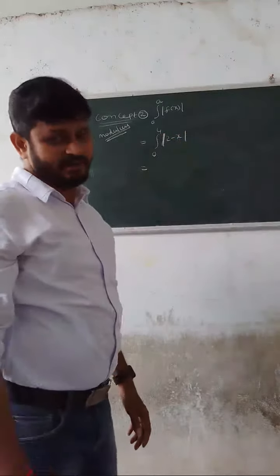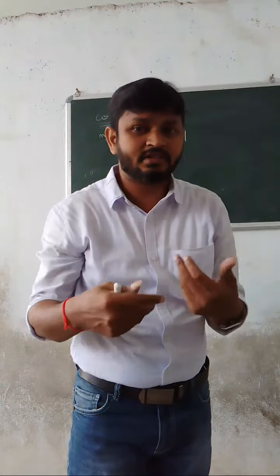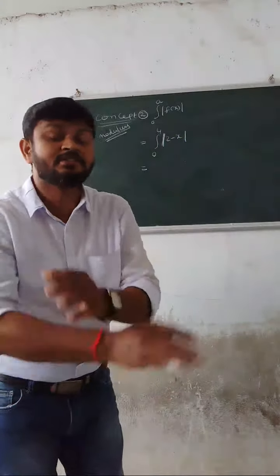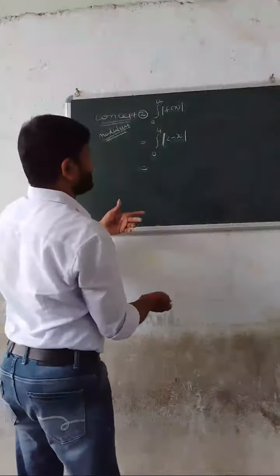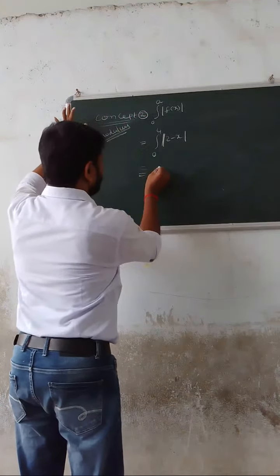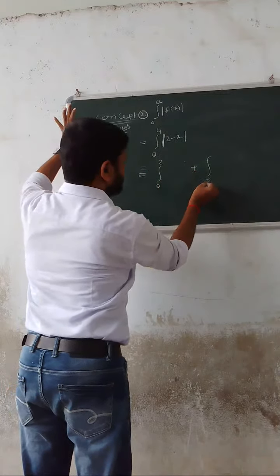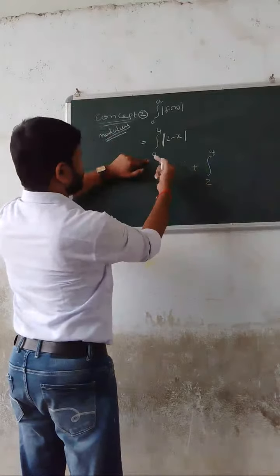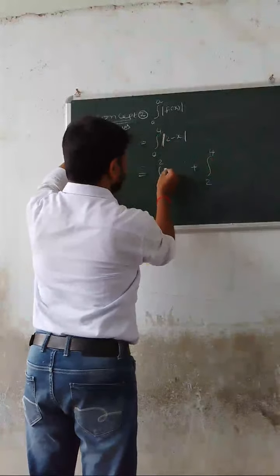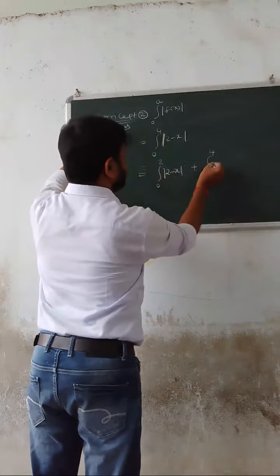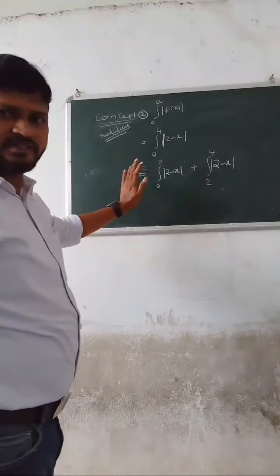Keep one point in your mind. The second concept in definite integration is the modulus concept. Modulus concept means limits should be split. It is mandatory. How can you split, sir? Very easy. Take half: half of 4 is 2. So 0 to 2, plus 2 to 4. Half of the 4 is 2. This is modulus 2 minus x, and this is modulus 2 minus x. This is a modulus concept.